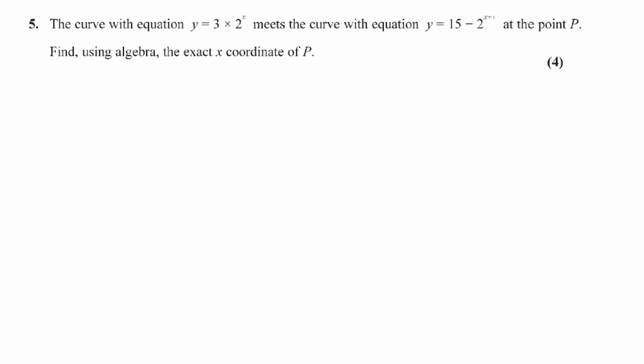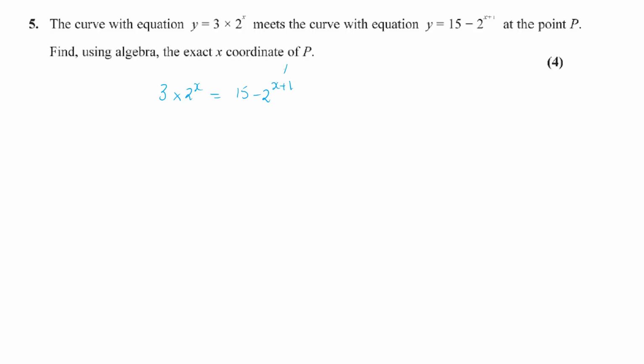This next question is an example of using the intersection of points. So we've got y is equal to 3 times 2 to the x, and it's meeting a curve with y is equal to 15 minus 2 to the x plus 1. So you don't need to draw their graphs. It is asking us to find, using algebra, the exact point where they meet. So let's say that 3 times 2 to the x is going to meet when they're equal.